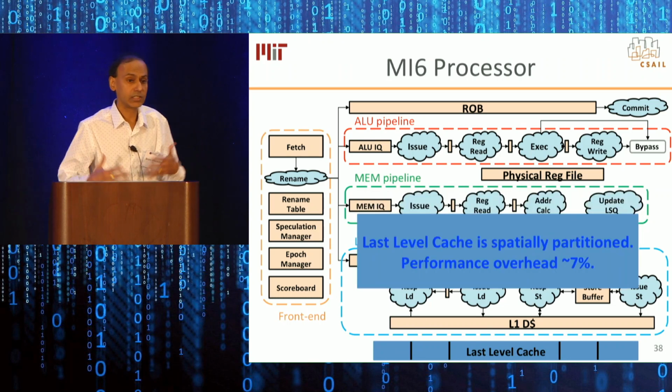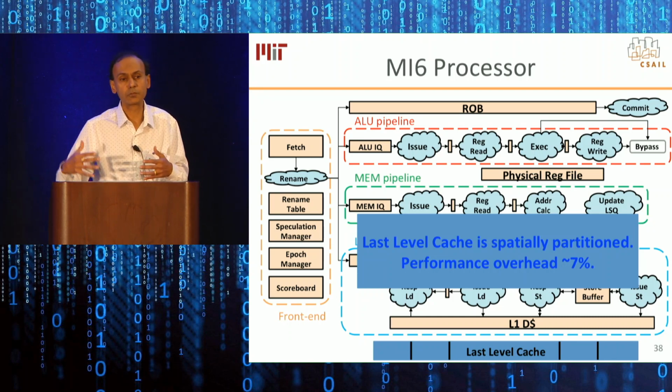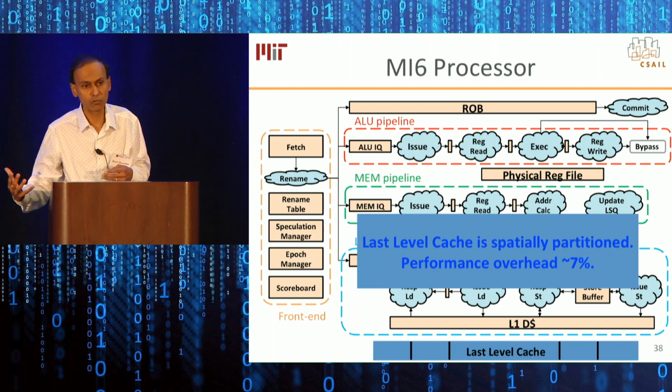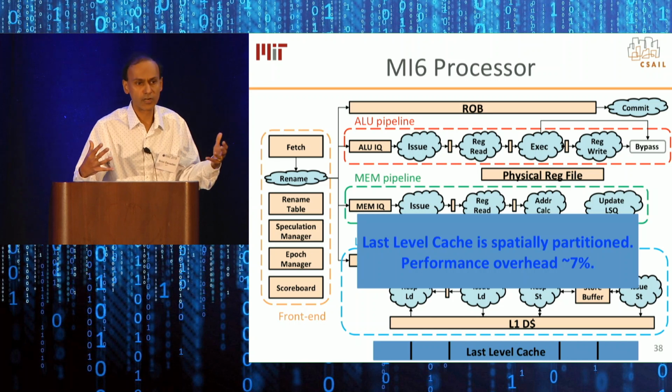The last level cache is a problem. It's a serious side channel. We have to do spatial isolation for that. This, unfortunately, affects protected programs as well as unprotected programs because you have to share this cache in this more constrained way, right?